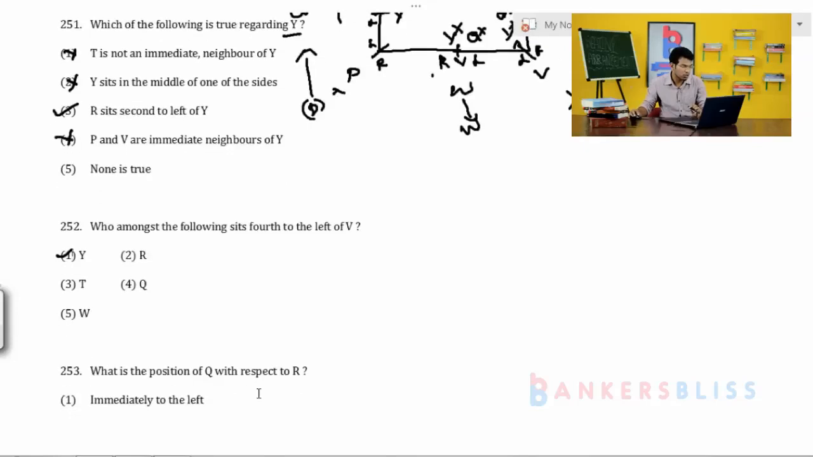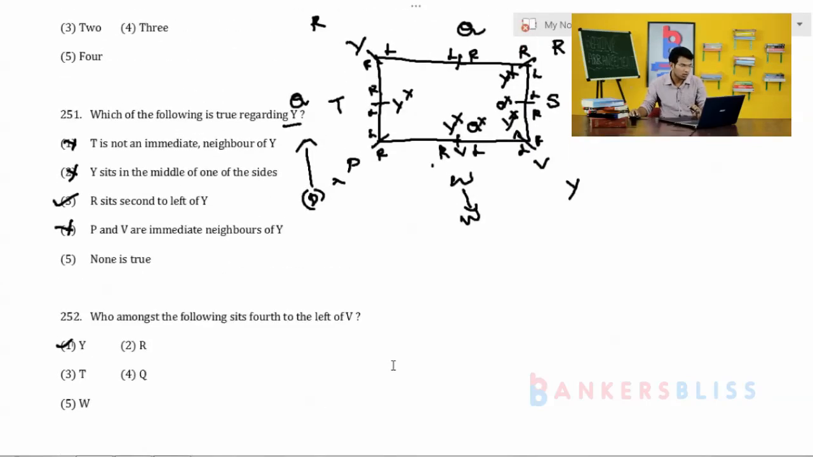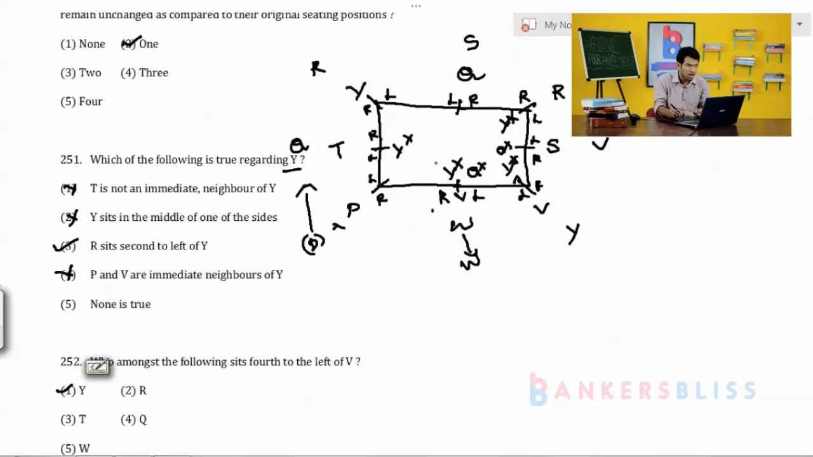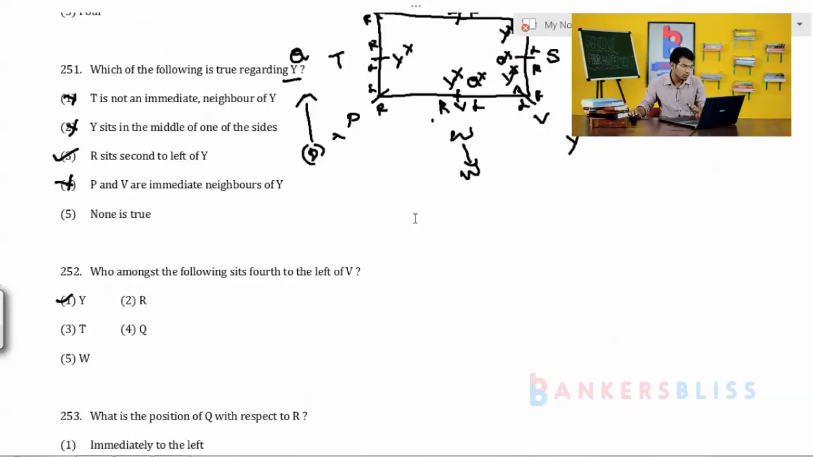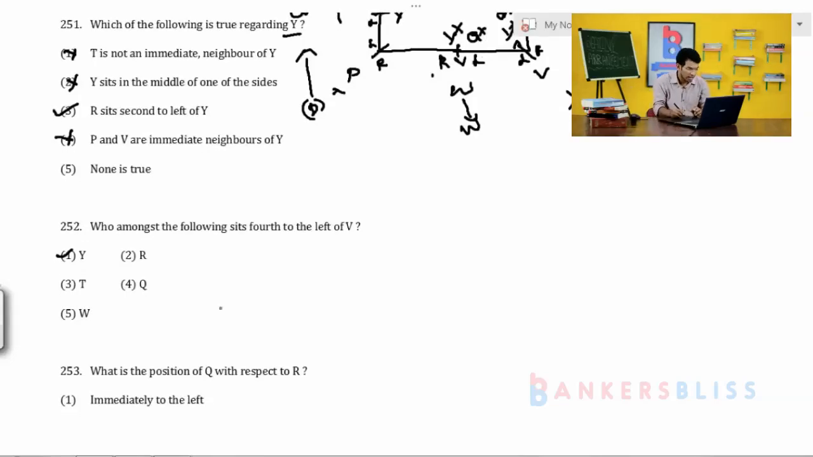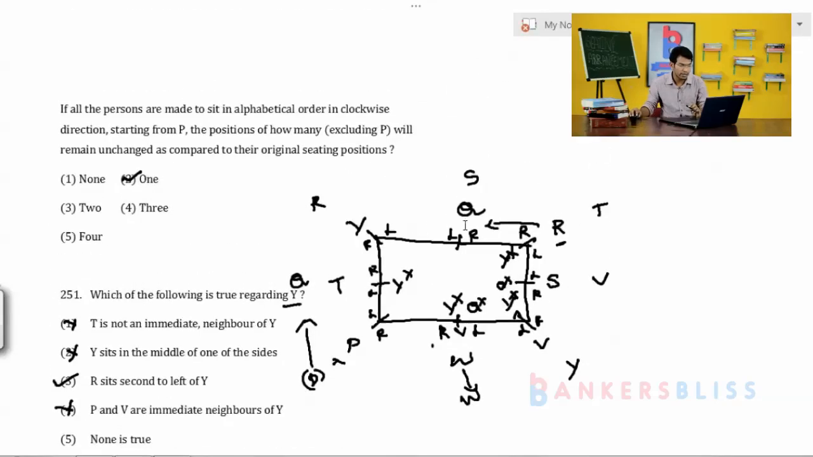Next one: what is Q's position with respect to R? See, where is R? R is here. Then from R to Q, it is immediate right. Q is here. So the answer for this question is immediate right, not immediate left. What is Q's position with respect to R? It means Q sits immediate right of R. Is it clear?